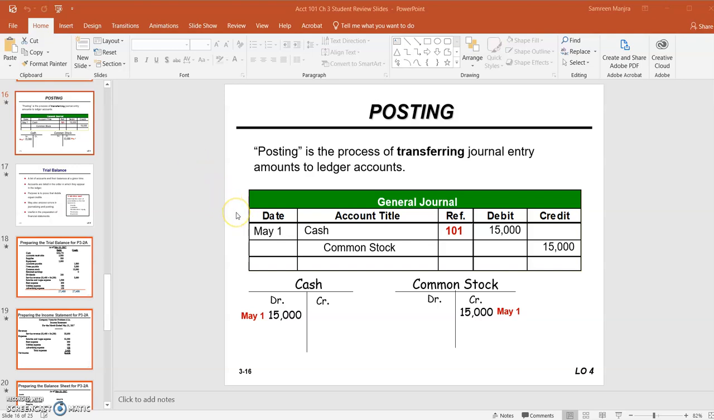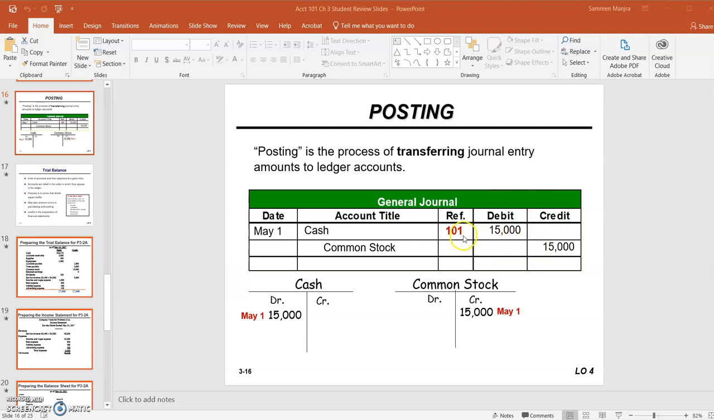So first we have an example of a journal entry. On May 1st, the company has recorded a debit to the cash account, which is noted first on the top line of this journal entry, and the amount is $15,000. And the company has recorded a credit to the common stock account, which is going to include $15,000 in the credit column.